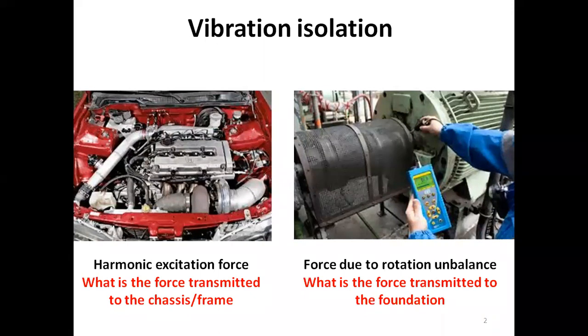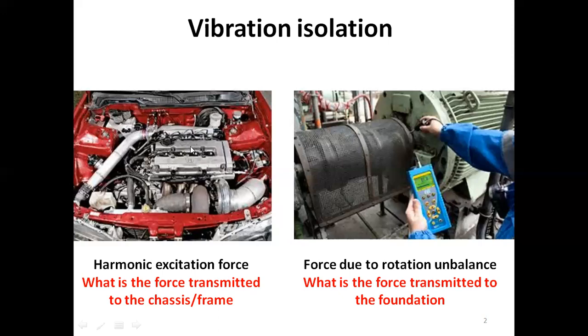On the slide, you see two pictures. One picture is of an automobile engine. Let's say this automobile engine is vibrating, and that vibration is transmitted into the chassis of the automobile first, because the engine is mounted on the chassis, and then to the whole body of the automobile. So how do we isolate the chassis of this automobile from the vibration of the engine?